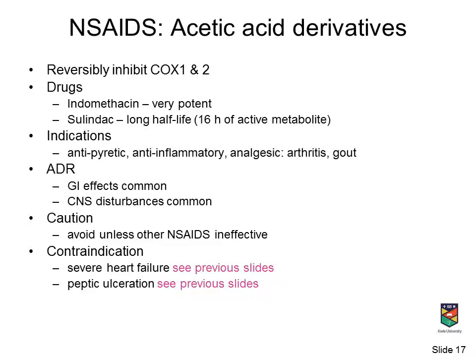So let's look at the acetic acid derivatives now. So we're talking here about indomethacin and Sulindac. Again, they are reversible COX-1 and COX-2 inhibitors. Although they've got different selectivities for COX-1 and COX-2, indomethacin is actually much more selective for COX-1 over COX-2. With Sulindac, it's flipped the other way around, and it binds a little bit better to COX-2 compared to COX-1.